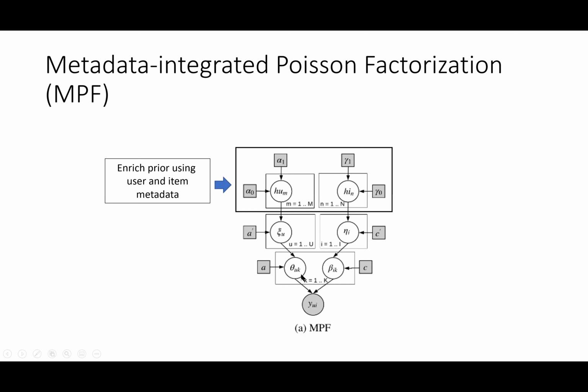Then we assume the user latent feature is affected by user preference or behavior, which is also influenced by the user attributes, and similarly we can make a similar assumption for the item as well. And when we build the statistical model, we have to make the conjugacy hold between these hierarchical variables.